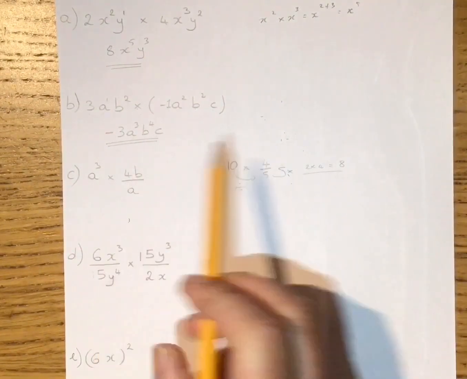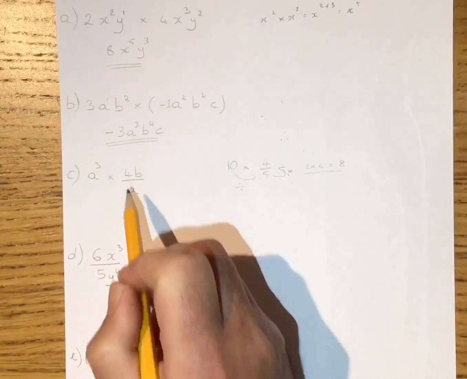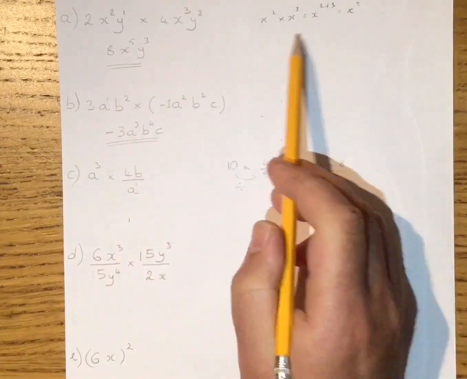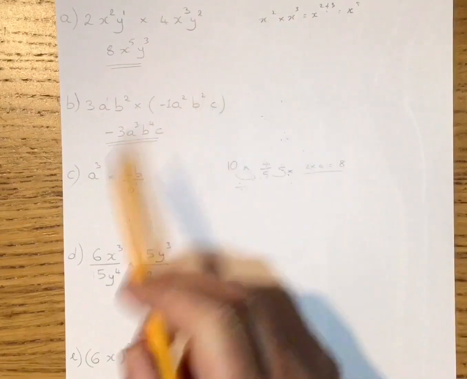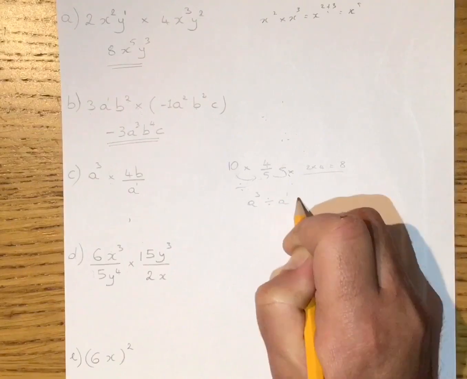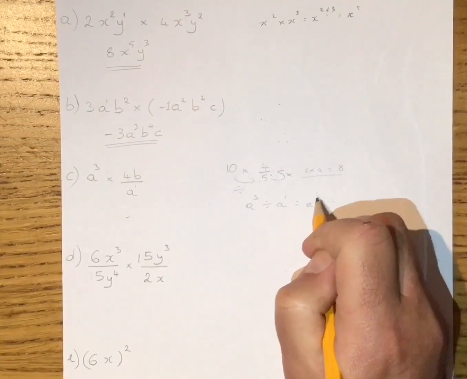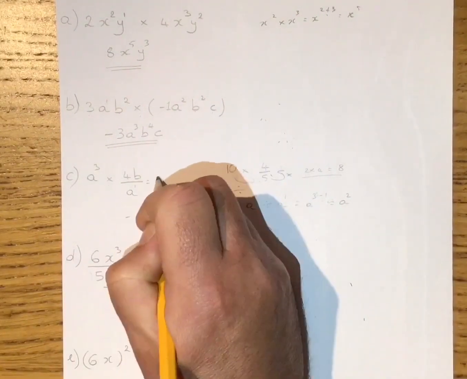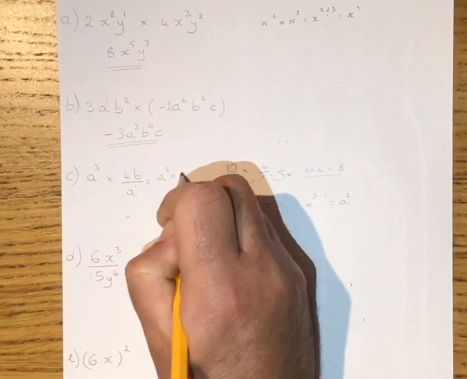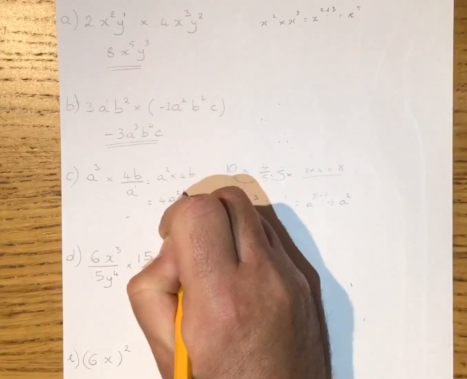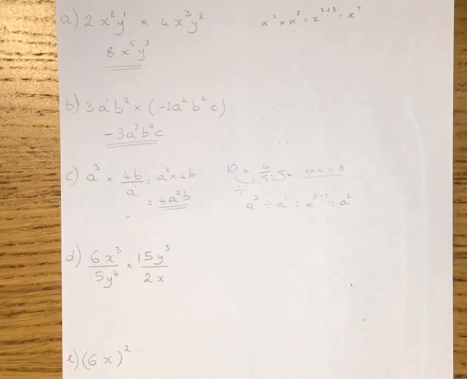And we're going to do the same here. So we have a to the power 3, divide by the bottom, divide by a to the power 1. When we times, same base, we add the powers. When we divide, a to the power 3 divided by a to the power 1, we are taking away the powers. So 3 minus 1, which is a squared. So that is going to be a squared times 4b, which is 4a squared b. And that is the final answer. We try to stick to the alphabetical order when we give the final answer.